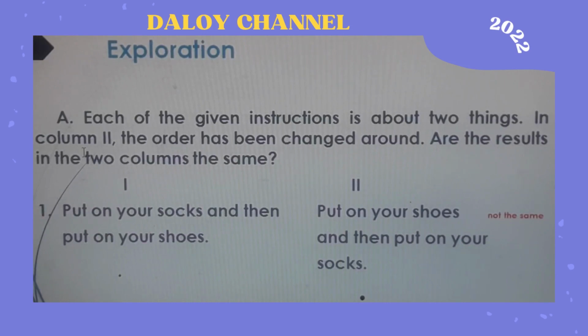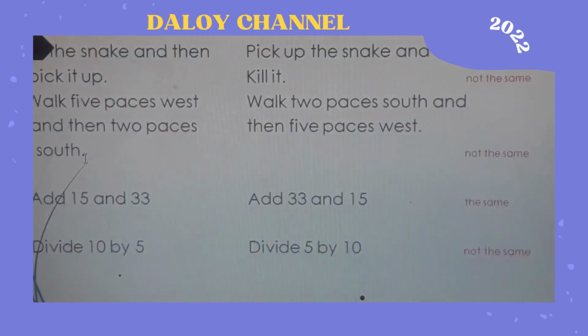Number 1, put on socks and then put on your shoes. Column 2, put on shoes and then put on your socks. The two statements are not the same. Number 2, kill the snake and then pick it up. Second column, pick up the snake and then kill it. Again, it's not the same.